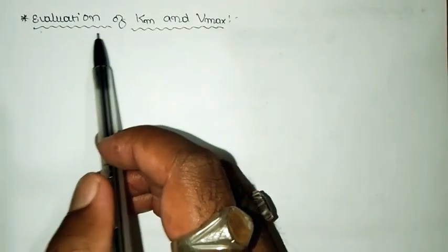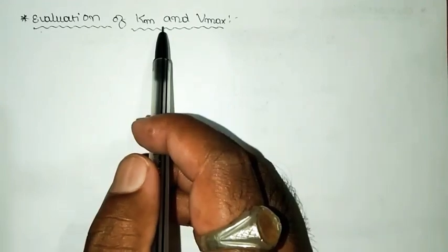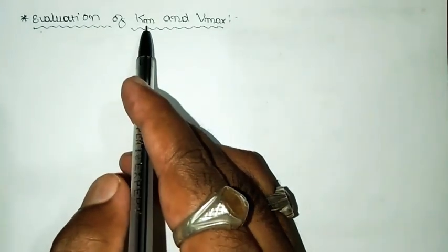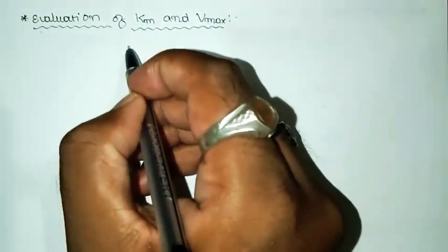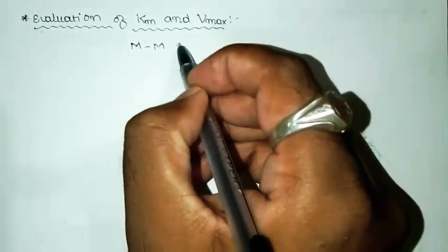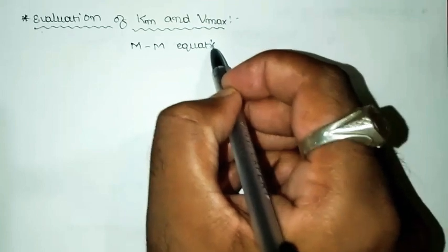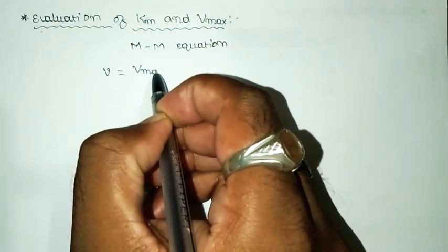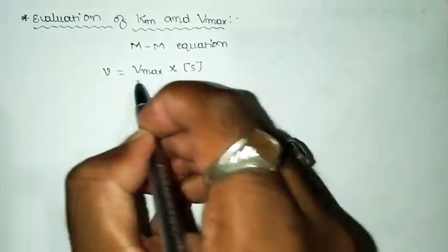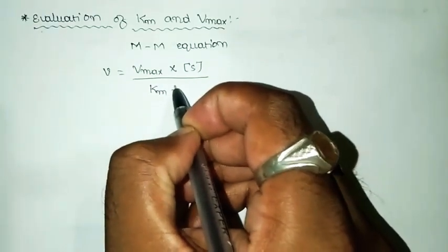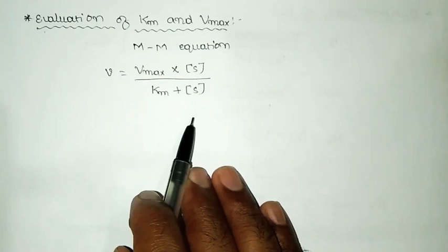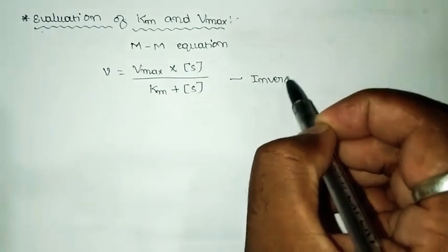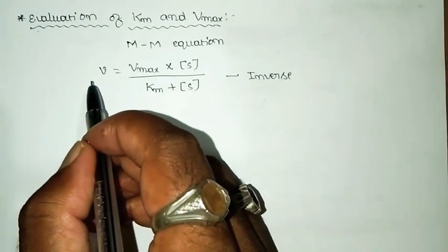Now we shall see how to evaluate the value of Km, that is the Michaelis Menten constant, and the maximum velocity. And in order to evaluate the value of Km and Vmax, we have to consider the same Michaelis Menten equation. So according to the Michaelis Menten equation, V is equal to Vmax into the substrate concentration S divided by Km, that is the Michaelis Menten constant, plus the substrate concentration S. So let us take the inverse of this particular Michaelis Menten equation.